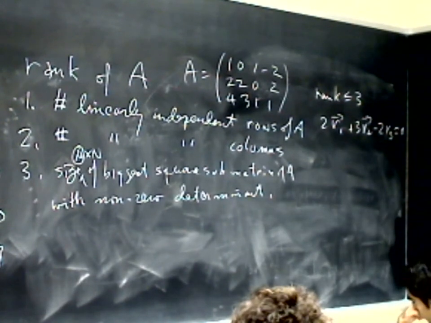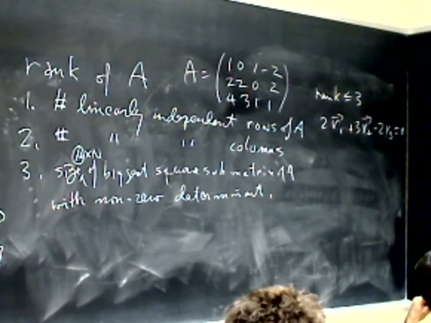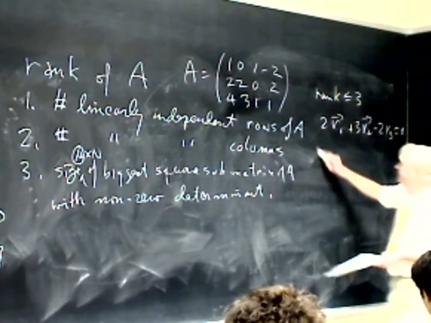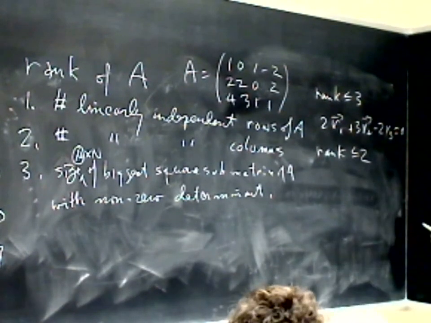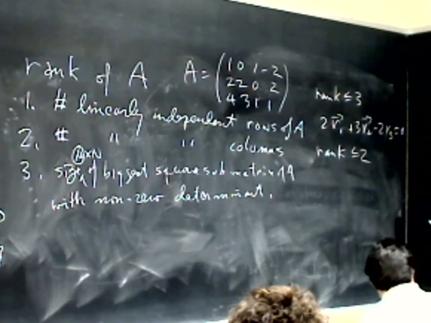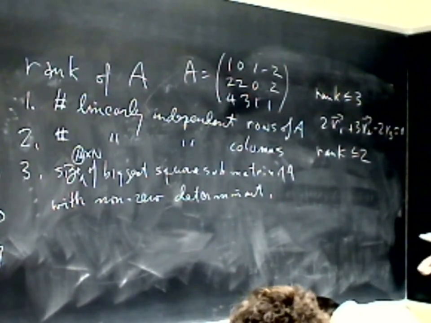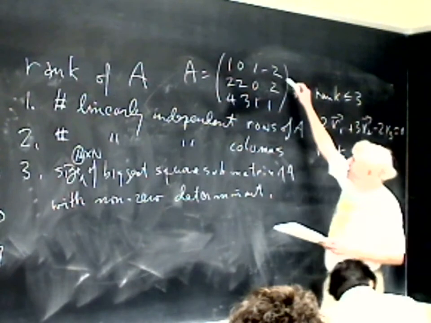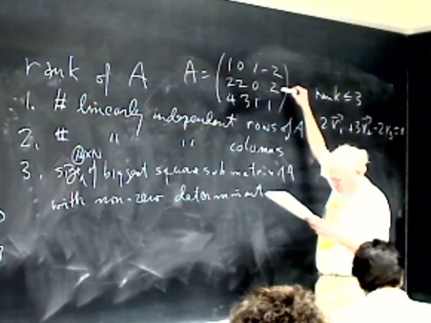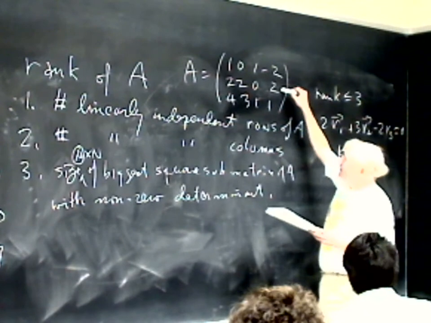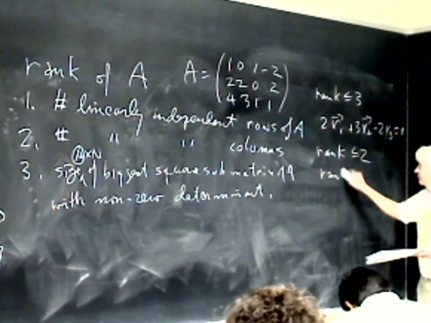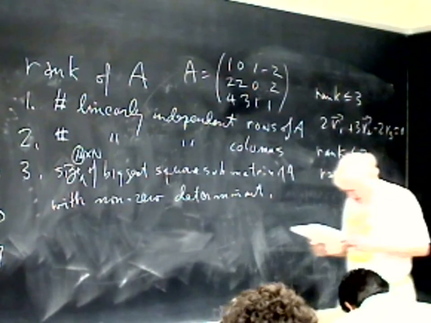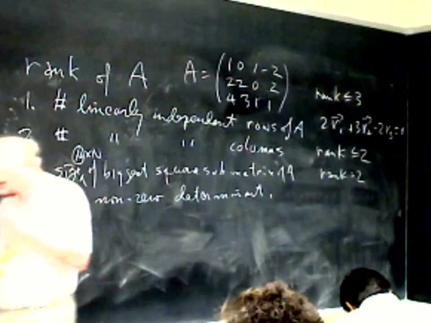Okay. So in other words, the three rows are linearly dependent. That means now that the rank is less than or equal to 2. On the other hand, the first two rows are obviously not parallel, and so the rank is equal to 2. So that's one way of thinking about this.